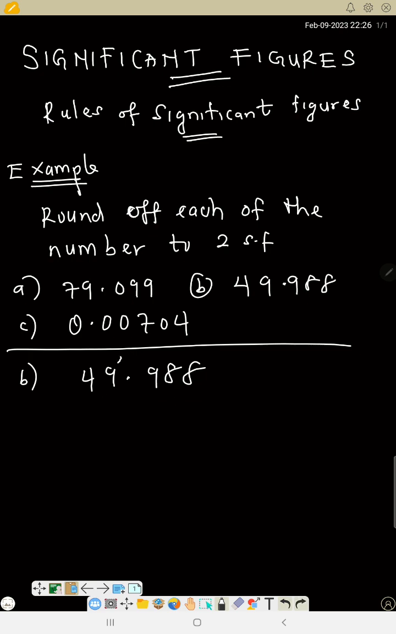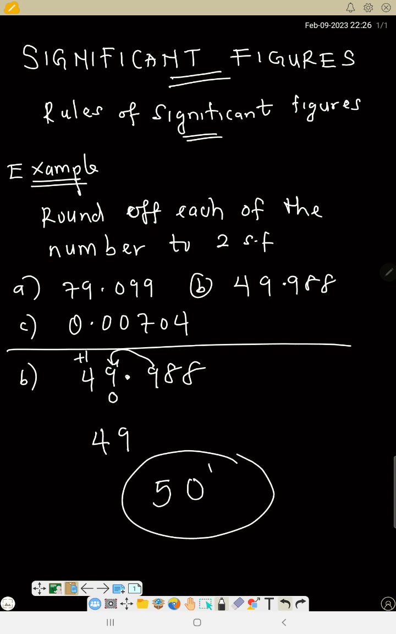49.98 to two significant figures is just two numbers like this. So that should be 49. But after the point where I want to stop here, the number that follows is 9. Now, approximate 9, that is, you need to add 1 to this. So if you add 1 to 9, this will become 10. You write 0, carry 1, then add the 1 to this. So this will become 50.